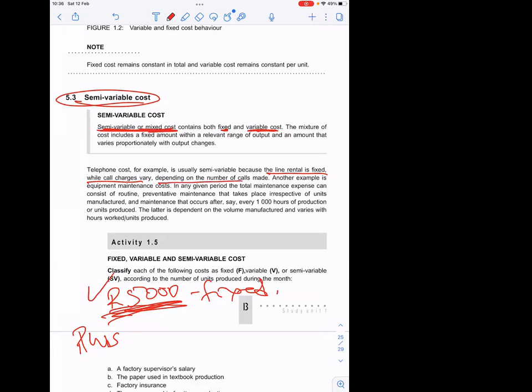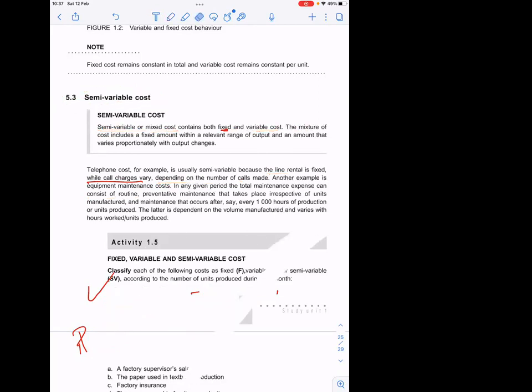Another example is an equipment maintenance cost. In any given period, the total maintenance expense can consist of routine, preventive maintenance that takes place irrespective of units produced, and the maintenance that occurs after every, say, 1,000 hours of production or units. The latter is dependent on the volume manufactured and varies with hours or units produced. So now understand the issue of semi-variable cost. It is a cost that contains both the fixed element and the variable portion.